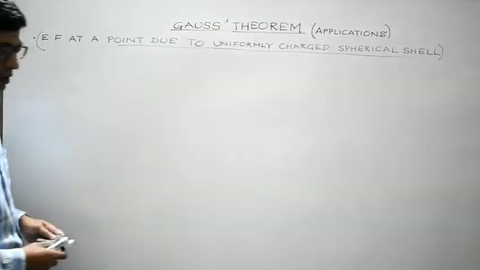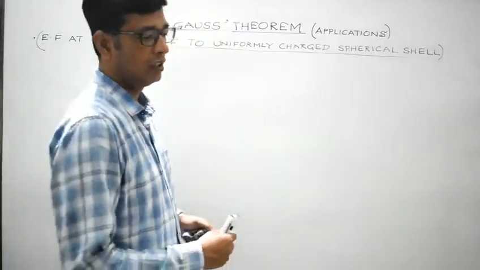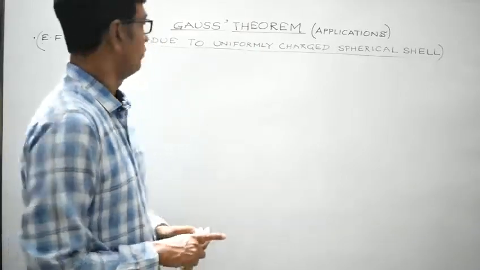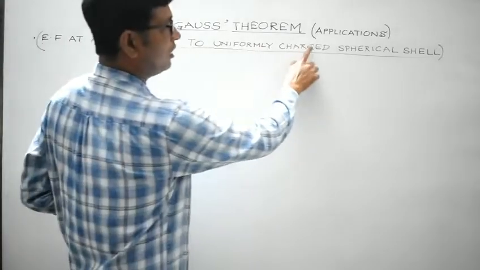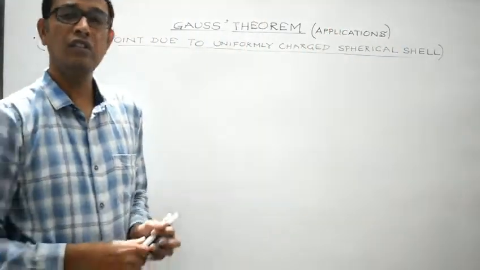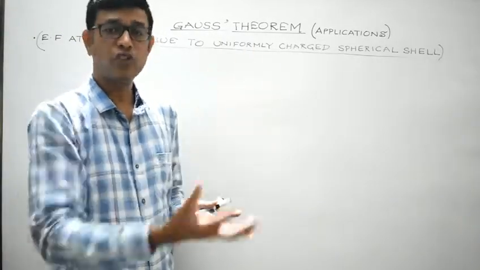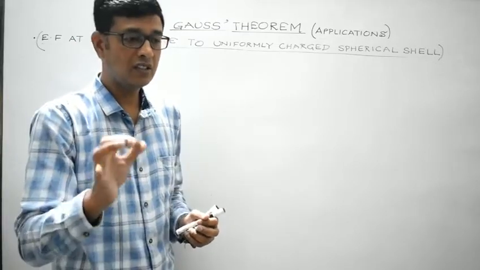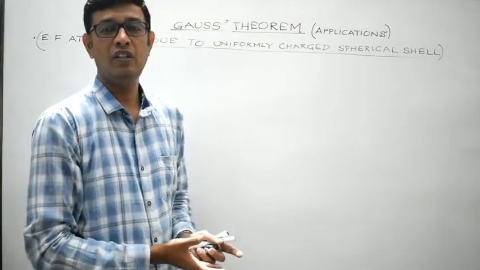Okay, in this particular section, or rather episode, we will discuss two more applications of Gauss theorem. First, we will discuss the electric field at a point due to a uniformly charged spherical shell. A spherical shell is a hollow sphere over the surface of which the charge is uniformly distributed. So, charge is uniformly distributed over the surface of a hollow sphere.